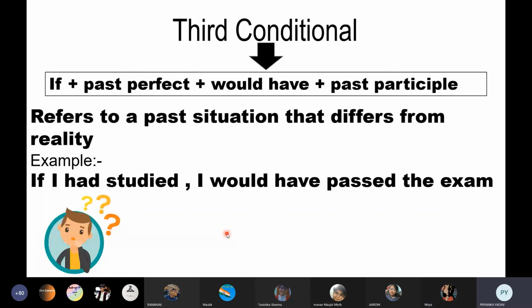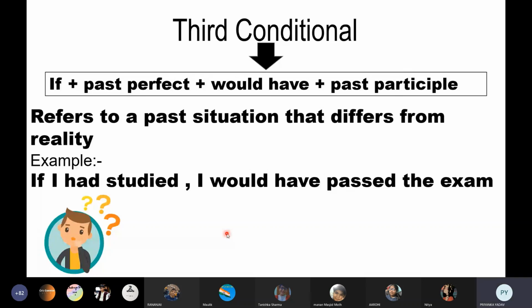Okay? And formation for if clause, you will use past perfect tense, and for result clause, you will use would have plus past participle form of verb. And please remember, you are not supposed to put a plus mark here. After the completion of the first clause, you will always put a comma followed by the result clause. I hope it is clear, but before I end this session, let me give you one or two examples of this kind.